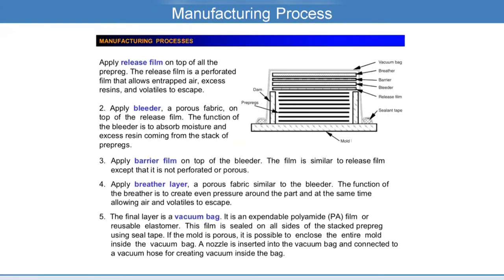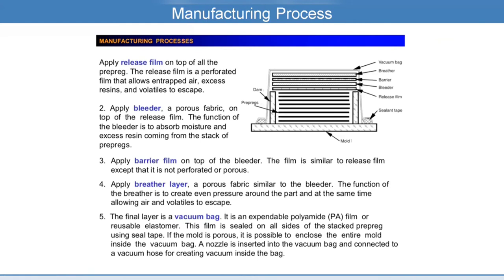So the manufacturing process is as follows. We apply the release film on top of all the prepreg. The release film is a perforated film that allows entrapped air to escape. So that's why we have that there. I'm kind of summarizing, saying it three or four different ways, but I think it's important. We apply bleeder, which is a porous fabric, on top of the release film. And that lets you absorb the moisture and excess resin.